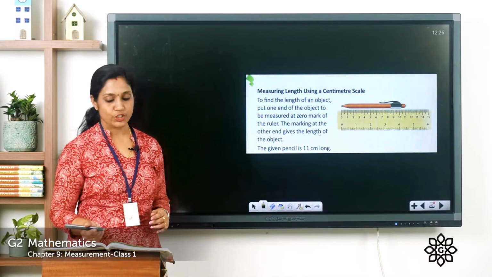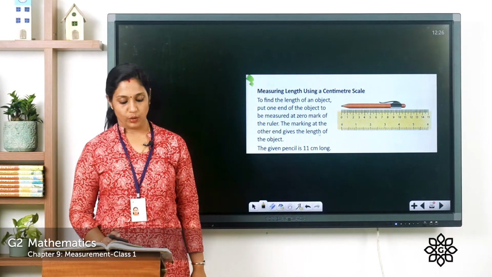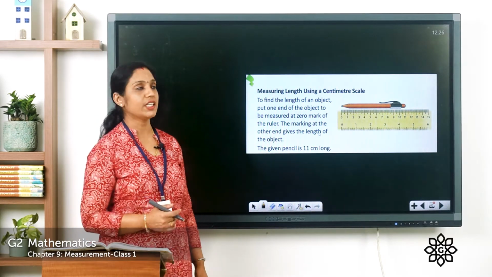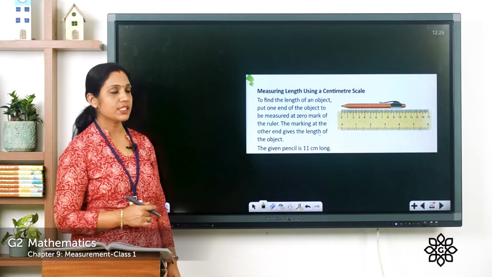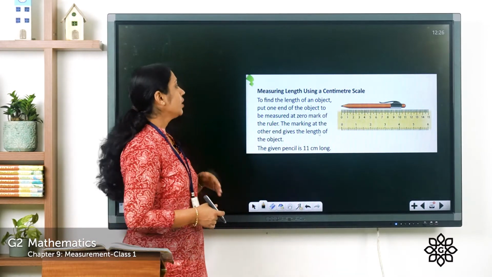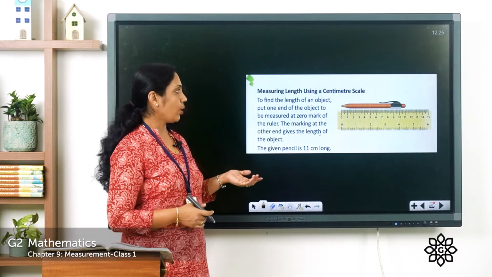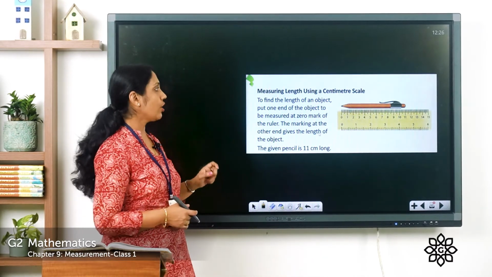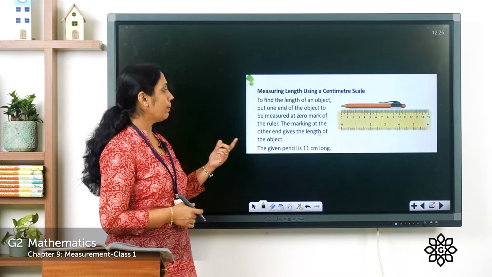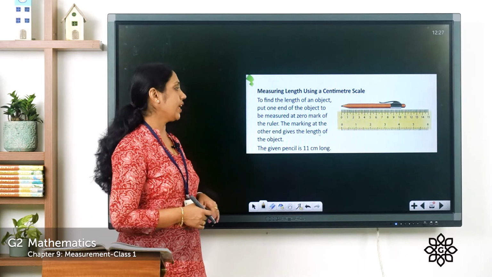Here, page number 130. You have measuring length using a centimeter scale. So you can see a ruler here and a pencil here. How can we measure it? To find the length of an object, put one end of the object to be measured at the 0 mark of the ruler. The marking at the other end gives the length of the object.